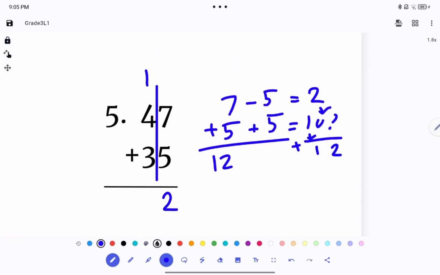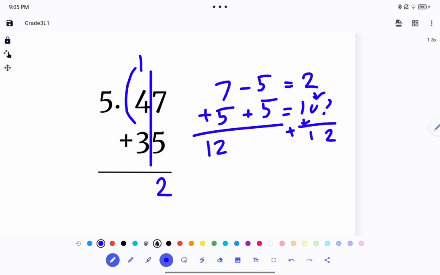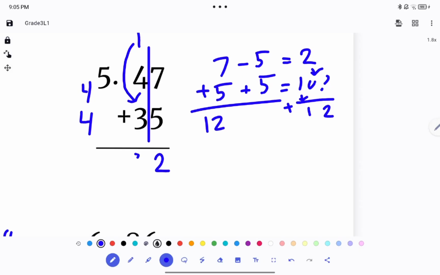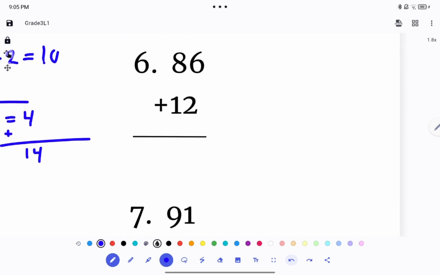So, I see a bit of a shortcut with this. So we add 1 to this 3 over here, and we get 4 plus 4. 4 plus 4 is just equal to 8. So we get 82 as our final answer. Moving on to question number 6. We have 86 plus 12.